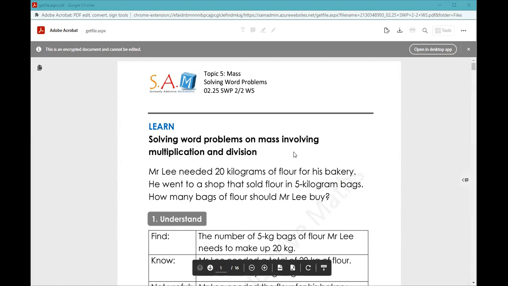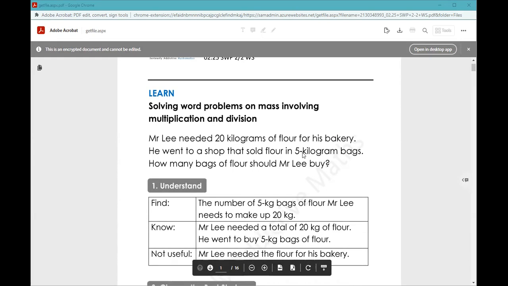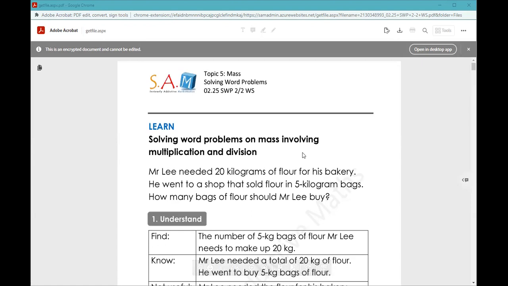0225 SWP, solving word problems involving multiplication and division, and the second book is on time. So 2 books, and I'm afraid the time might be a bit tight because these are not easy topics. Okay, so let me start with the first booklet on what needs to be covered.